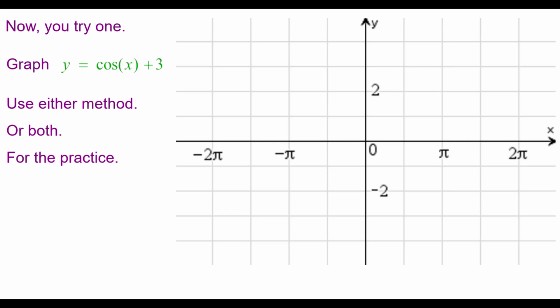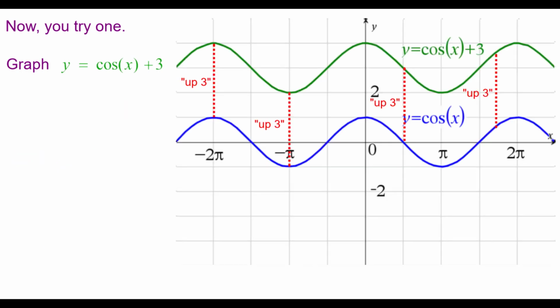Now you try one. Graph y equals the cosine of x plus 3 using either method or both for the practice. Pause as needed, resume when you're finished. And here are your answers. You can see in green is the y equals the cosine of x plus 3 compared to the blue parent function, and every single point is shifted up or translated up 3 units.